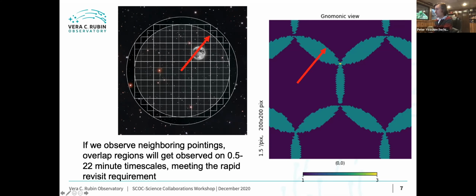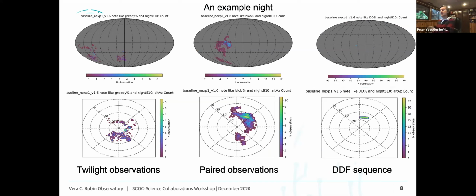All right, moving on. So here is an example single night that we've simulated of the observatory. And so we start in twilight, taking single observations. On the top is in RA Dec, on the bottom is Alt-Az with zenith at the center. And so you can see we're taking just individual observations scattered around that it wants to do.